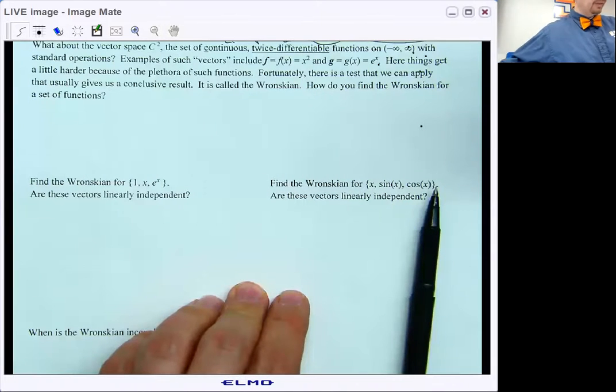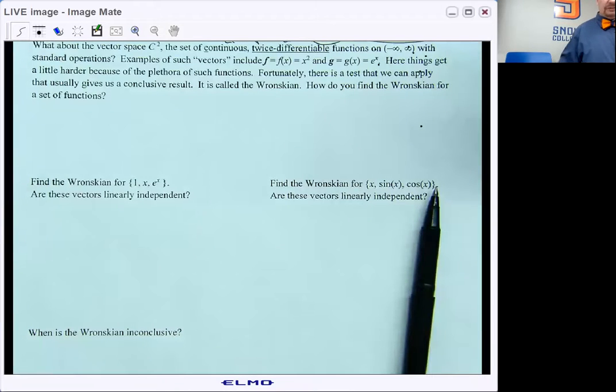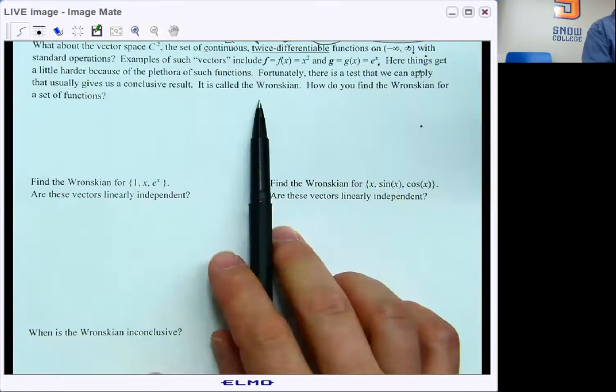Like f vector could be f of x, which would be x squared, and g vector would be g of x, which would be e to the x. Now, since there are so many vectors, we need a new way to check to see if vectors are linearly independent or not, and that is called the Wronskian.